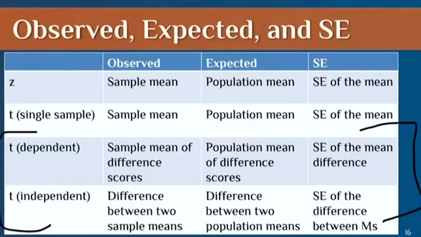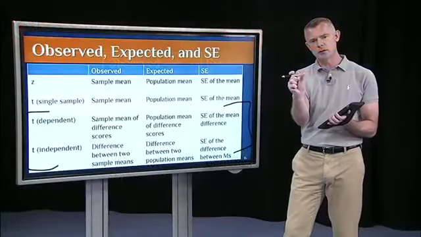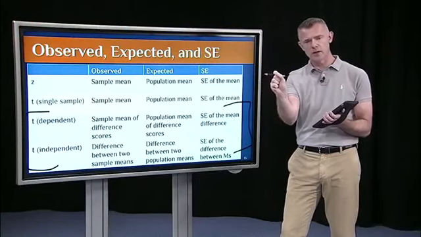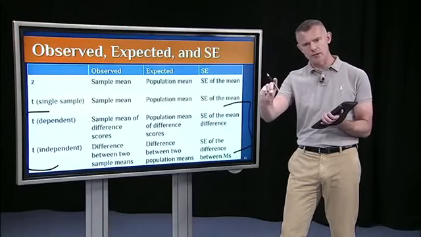In the dependent test, the observed is the sample mean of difference scores. Remember, you have the same people measured twice, so then you calculate the difference score for each individual and then average the difference scores.